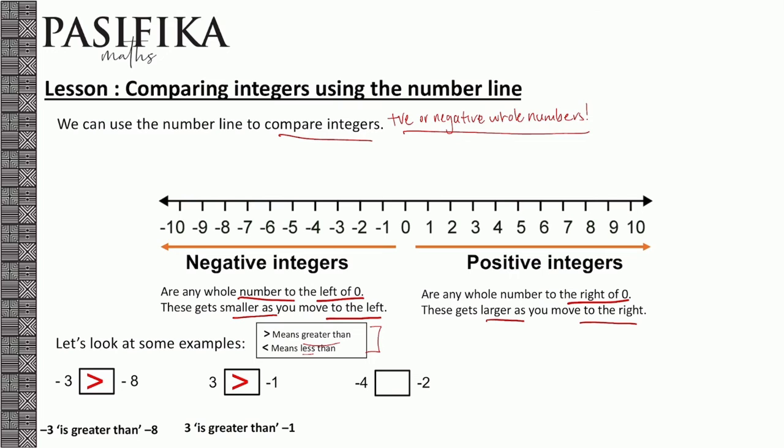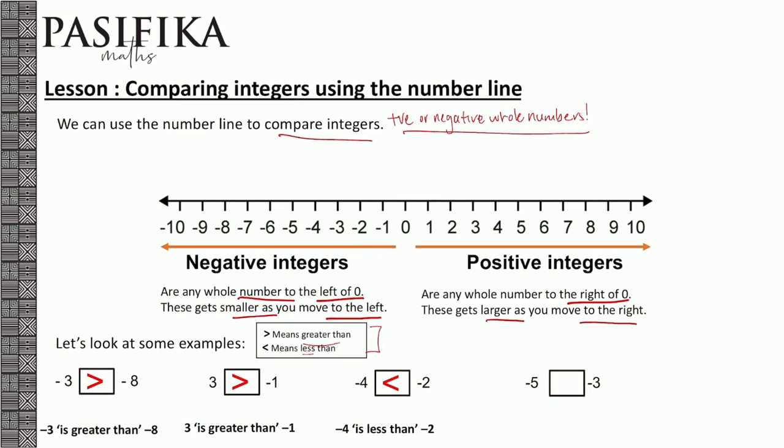What about -4 and -2? Well, -4 lies there on the number line, and -2, we can see that -4 is less than -2 on the number line. Let's try another one.